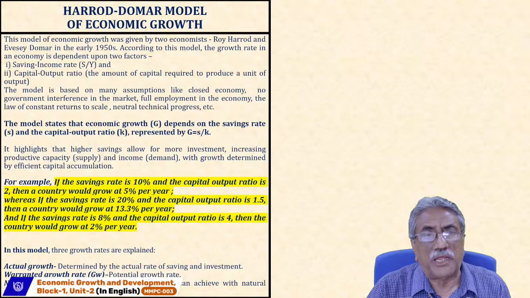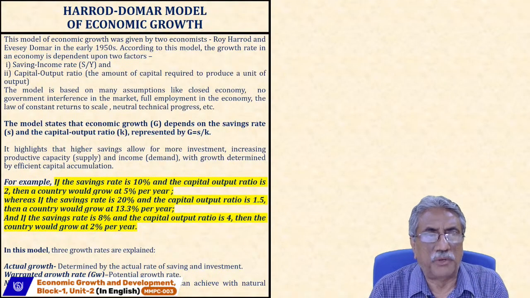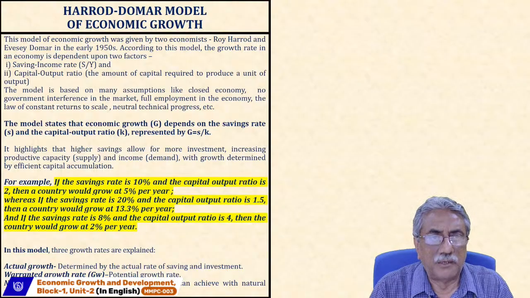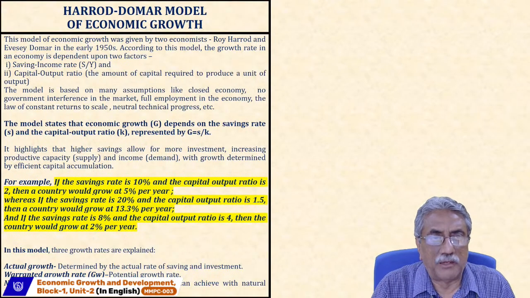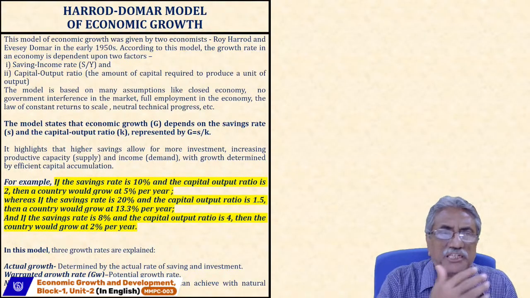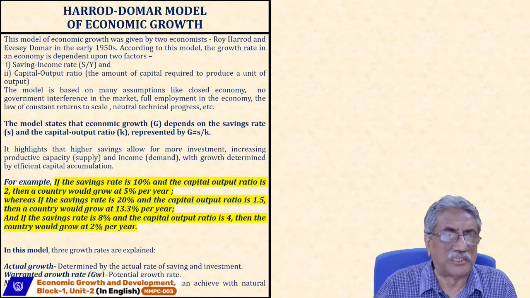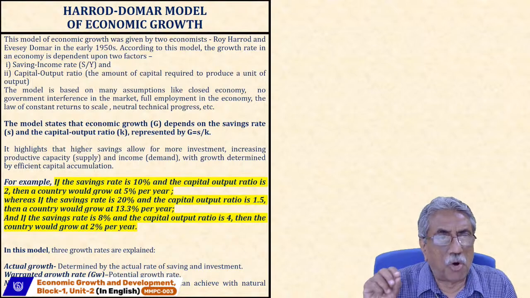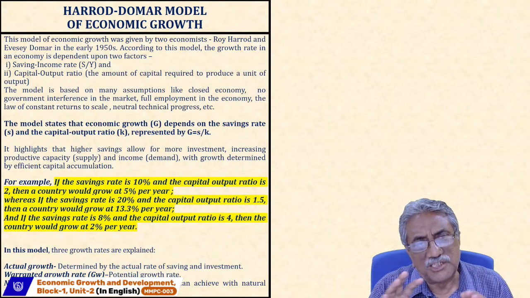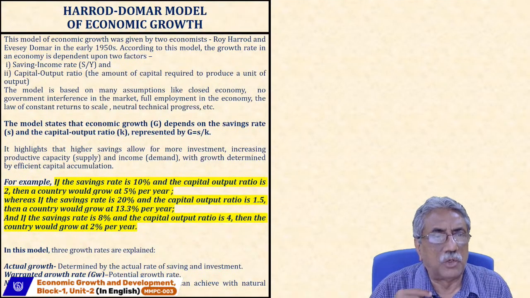The model is based on many assumptions, like any theory. It's a closed economy, there is no government interference in the market, there is a full employment economy, there is no unemployment. Everybody is employed in the economy. The law of constant returns to scale, you can scale up. If there is any change, again you scale up to the full capacity. And neutral technical progress, there is not much technical progress. So these are the assumptions: closed economy, no government interference, full employment, constant returns to scale, and neutral technical progress.